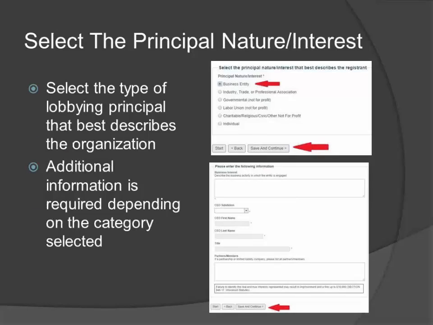Select the type of lobbying principal that best describes the organization. Additional information is required depending on the category selected. Business entities and industry, trade, or professional associations must provide a description of the business interests and the name and title of the CEO. Governmental, labor union, and charitable, religious, civic, and other not-for-profit organizations must list the organization's purpose and interests as well as the approximate number of members. Required fields are marked with an asterisk.